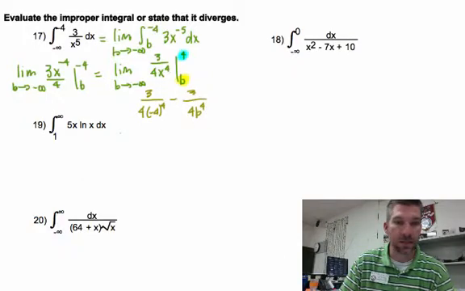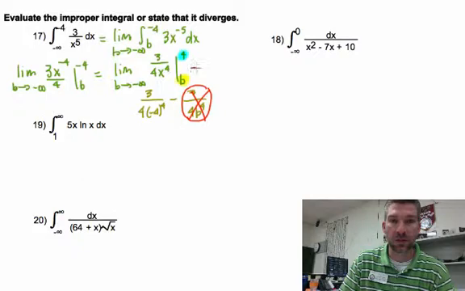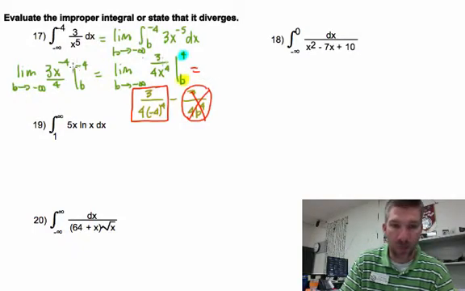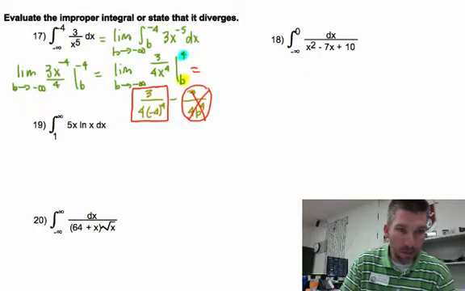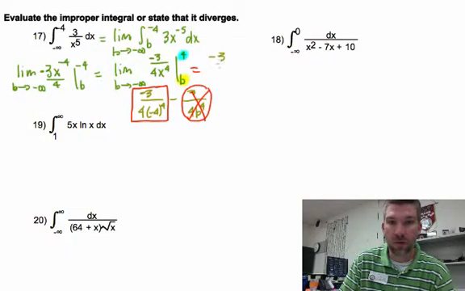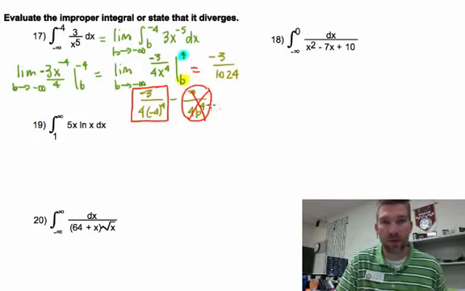And what happens is, because b runs to infinity, this term becomes 0. So my answer to this problem is whatever the other term turns into. According to my calculations, there should be a negative sign in here somewhere. Let me see. This should be negative 3 to the negative fourth, which makes this a negative 3, which makes my answer negative 3 over 1024. And so there you go. That's working with and dealing with an improper integral.